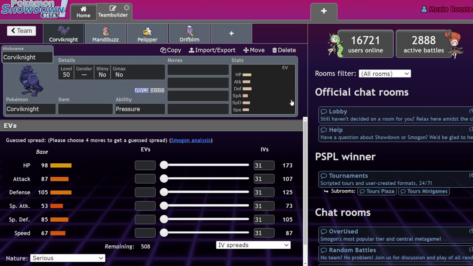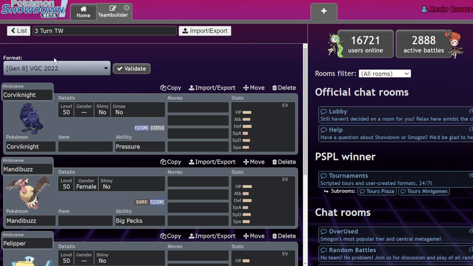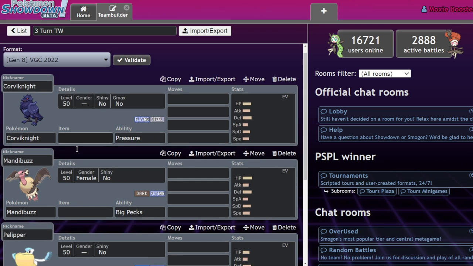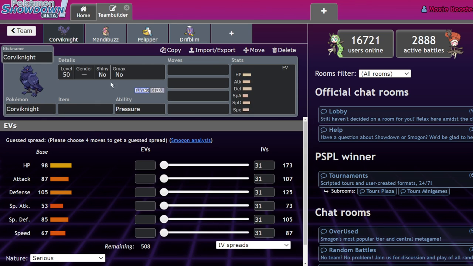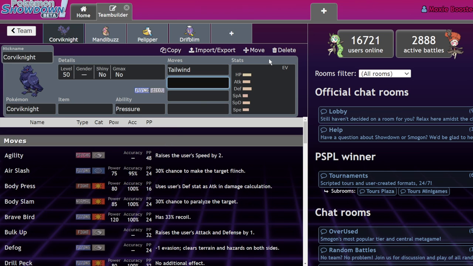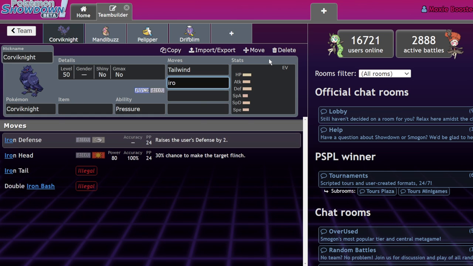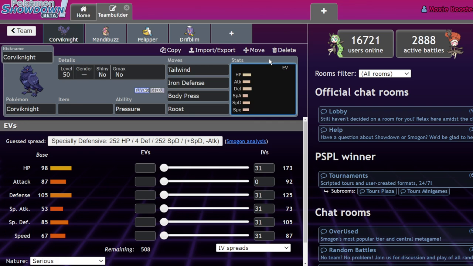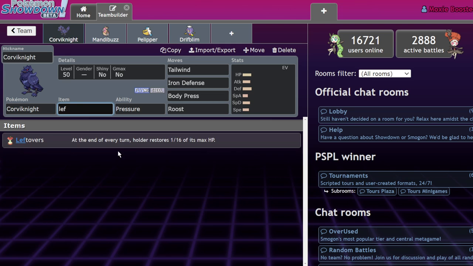If we were playing in a generation without immediate Tailwind, if everything got 3 turns instead of 4 turns, because that's really the big issue here, immediate Tailwind versus next turn you get Tailwind, we would still see things like Tailwind Corviknight exist. We'd probably see something like Tailwind Corviknight with even Iron Defense, Body Press, Roost. That would be a legitimate set that people would run. Probably Leftovers, maybe a Psychic Seed if you're crazy.